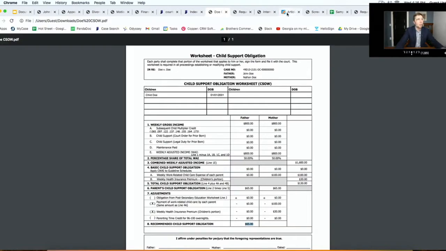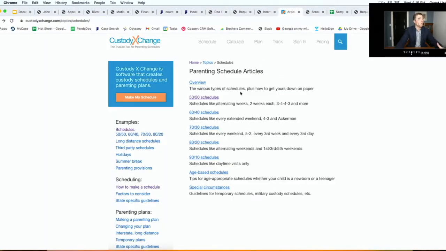So here's an example. A lot of times too, I recommend this website, Custody Exchange. I'll give you a link at the bottom of the site. If you're going through divorce, I also recommend taking a look at the different parenting time schedules available. There are a lot of different ways to do it: 50-50 schedules, 60-40 schedules, 70-30. The way you can split parenting time is basically limitless, and every family is different. So you're going to want to come up with a schedule that fits your family.